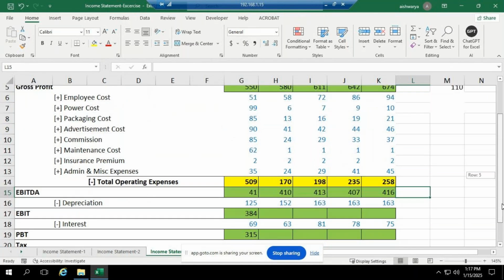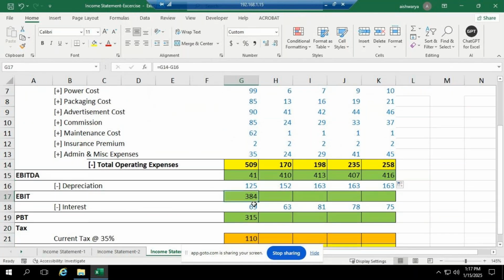After that, we will apply this EBIT. They have already given the first answer for EBIT here as 384. So how to get this 384? EBITDA minus depreciation, you will get the answer here as EBIT. Again, interest charges have been applied here, so you have to deduct this interest charges amount from the EBIT. Then you will get the answer here as PBT, that means profit before tax.